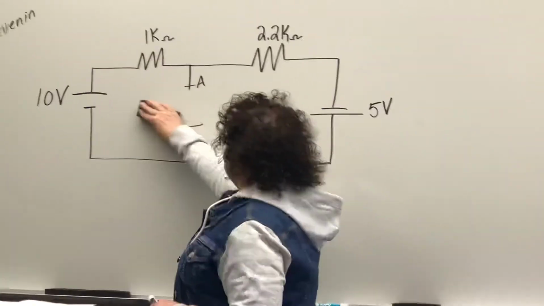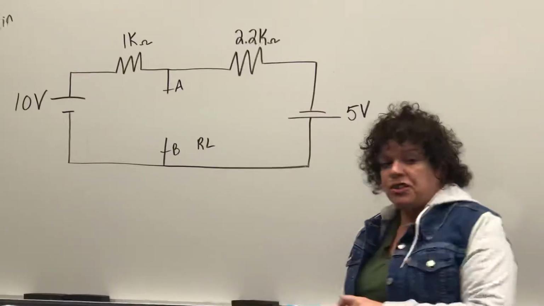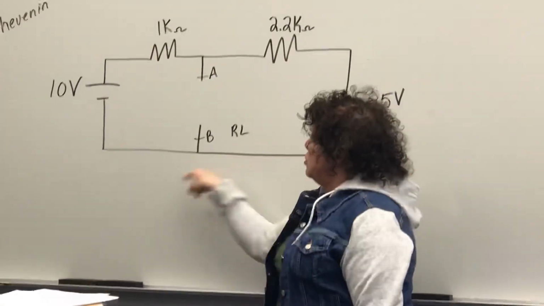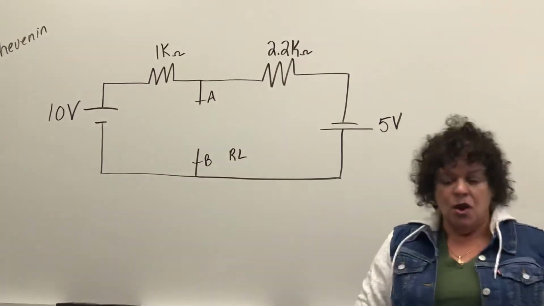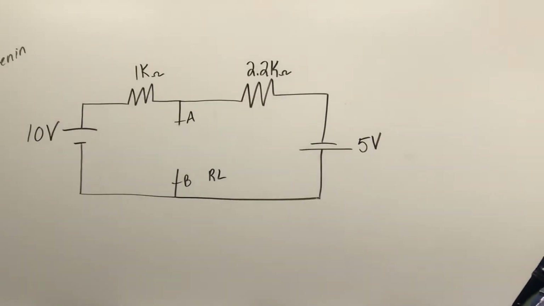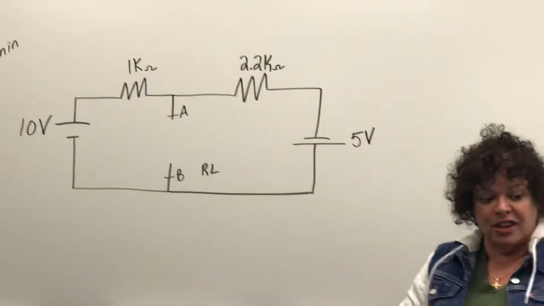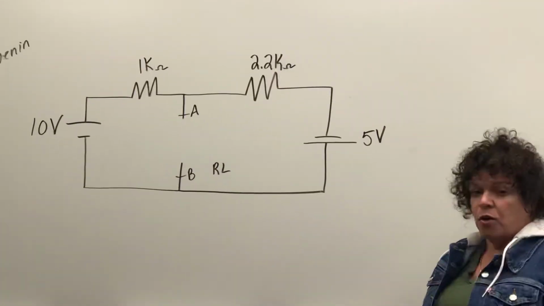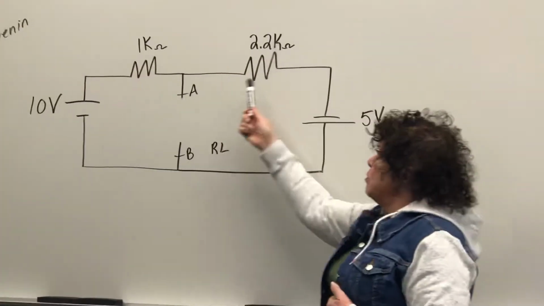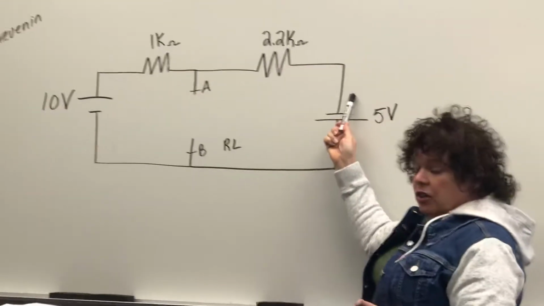So now we can remove the load. Bam. So what we need to do is get voltage A to B, or B to A, whichever way doesn't matter. What type of circuit do we have right now? That's right, you have a series circuit. So how do we get E total in a series circuit? We always start here, we go around the circuit, only looking at the battery.